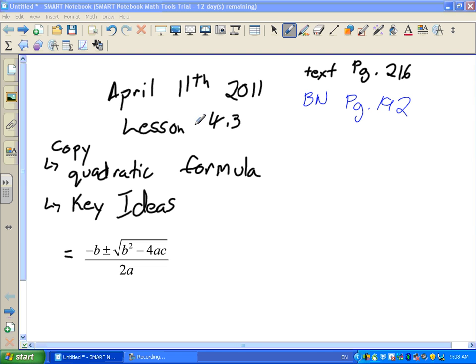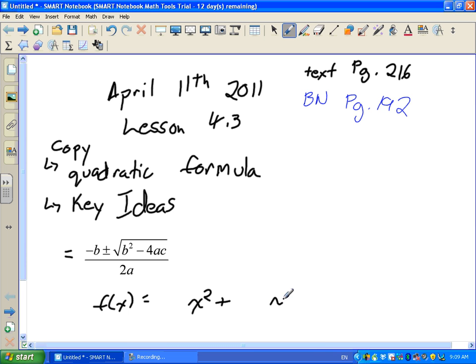So to start off, we're going to go over equations in standard form. We have f(x) is equal to, and you guys are used to seeing this, our standard form equation. We have a, b, and c. It's very important you're able to look at an equation and tell what a is, what b is, and what c is in order for this formula to work.